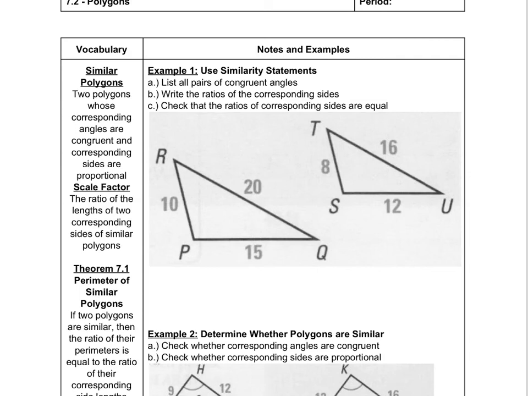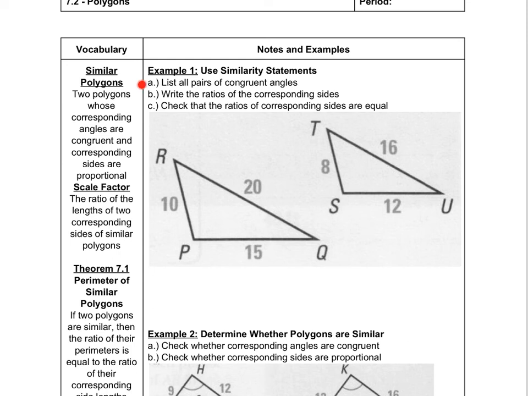7.2. We're talking about similar polygons. Okay, so as you can see, similar polygons are, as the definition talks about here, two polygons that appear to be similar in size. And they're telling us in this example that they are similar.